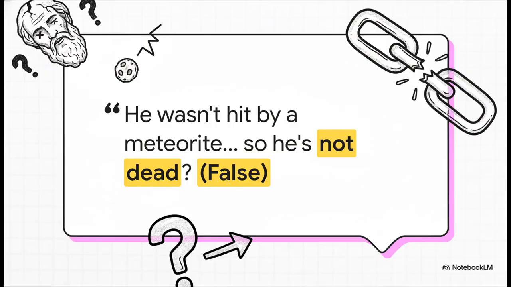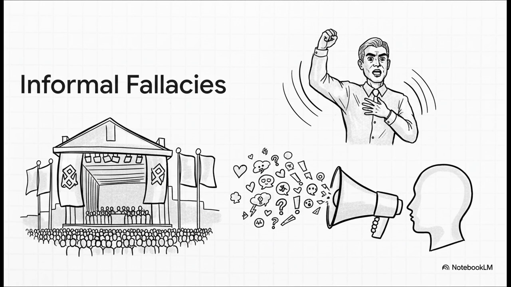And this is a perfect example of the flaw. I mean, look at it. Premise 1, if he was hit by a meteorite, he's dead. True. Premise 2, he was not hit by a meteorite. Also true. But the conclusion, therefore Socrates is not dead, is obviously false. He's definitely dead for other reasons. This proves the argument structure is garbage, because good logic can never ever lead you from true statements to a false one.